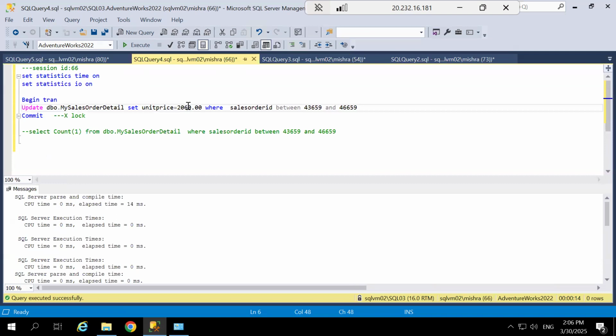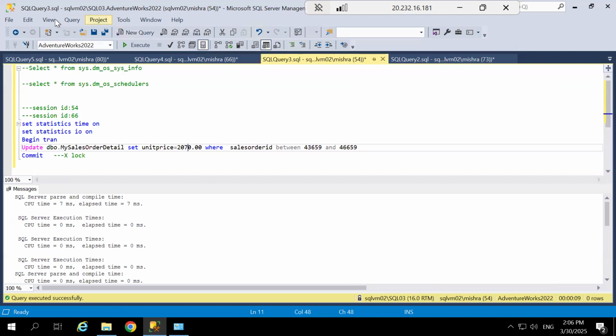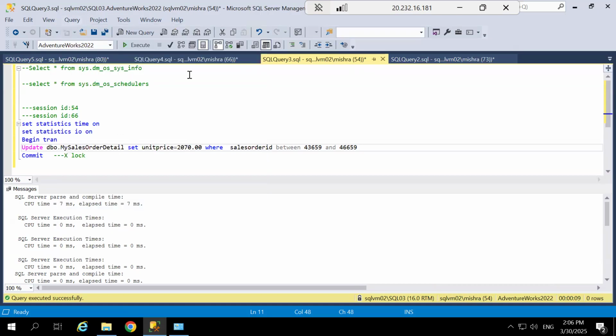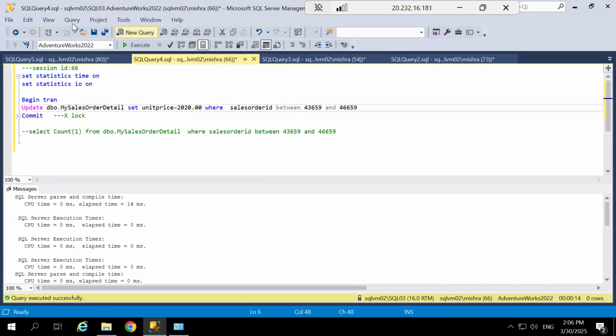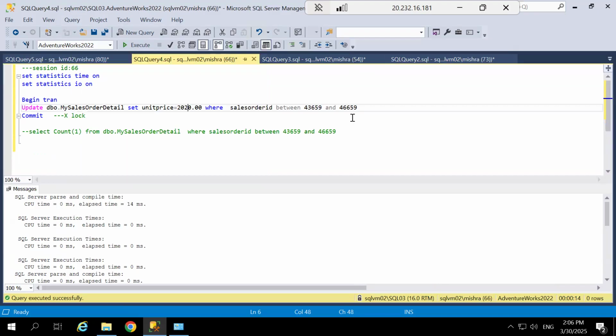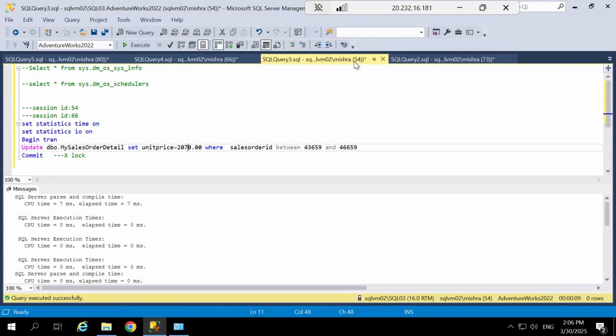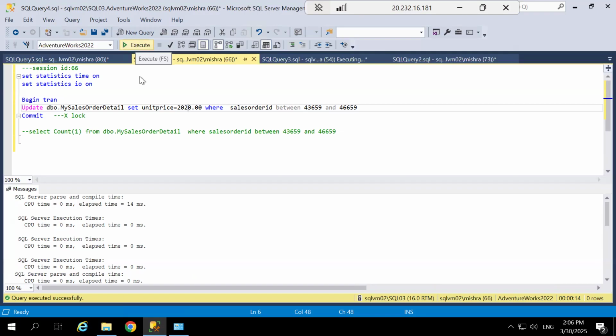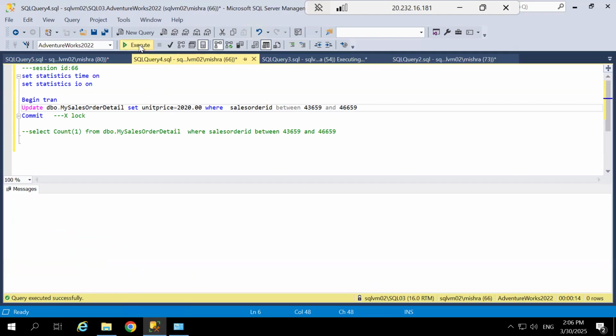Let's back it to 20 and capture the actual plan. Display estimated. No, include actual plan. Come here and then include actual execution plan. Right, we are fine to go. Let's execute it.